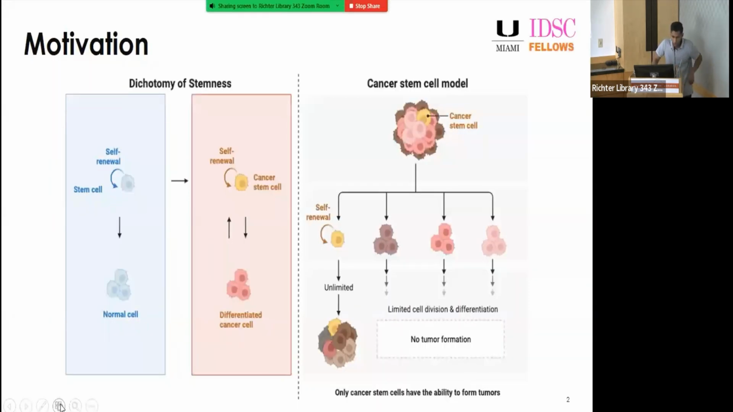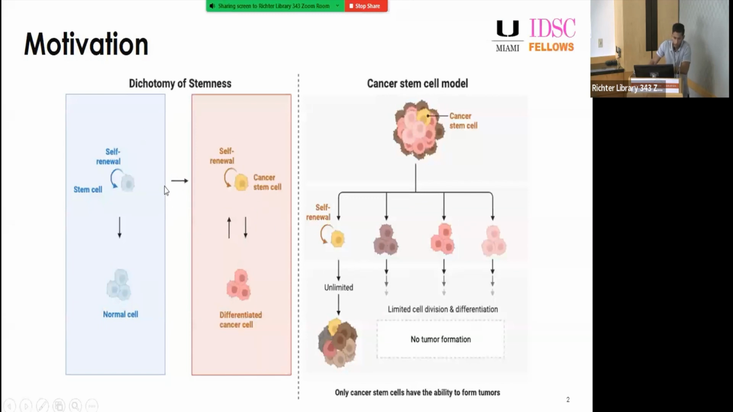So before I go into my motivation for the IDISC project, I just wanted to provide a quick primer on what a cancer stem cell is. So a cancer stem cell is a type of cell within a tumor, which is vital for the self-renewal aspect of the tumor, as well as for the propagation of the tumor. So essentially, without this population of cells, the tumor actually would not be able to propagate within itself.